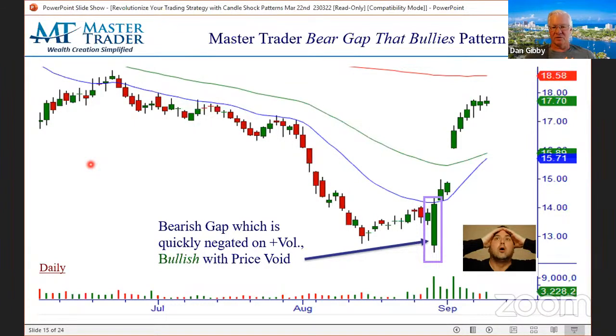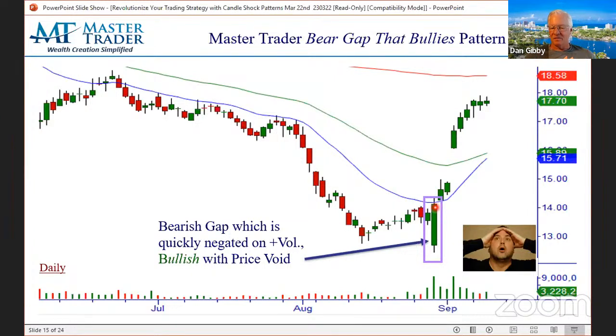What do I do with that? You cover your short. Yeah, exactly. I'd be covering the short, or at least half, and then tightening the stop without a doubt. But this is just an interesting pattern that we developed and gave this name. We call it a bear gap that bullies. So that's a bearish gap that bullies. What is bully in elementary school, right? So it bullied and completely negated the bearish gap down within 1 hour.